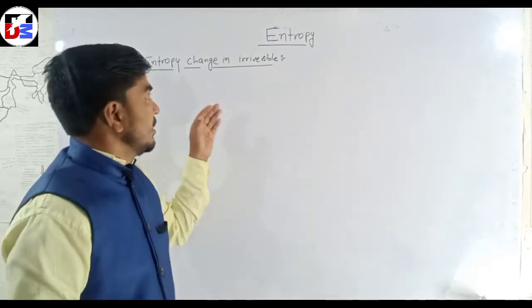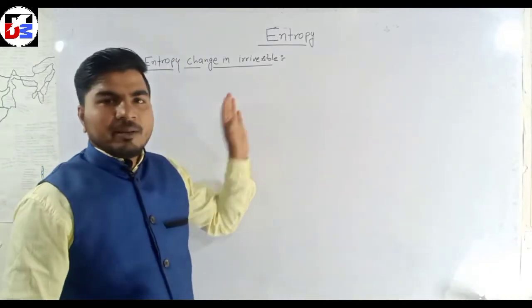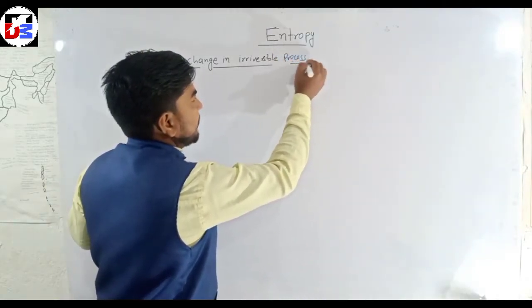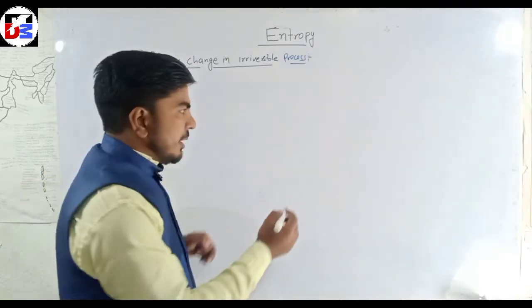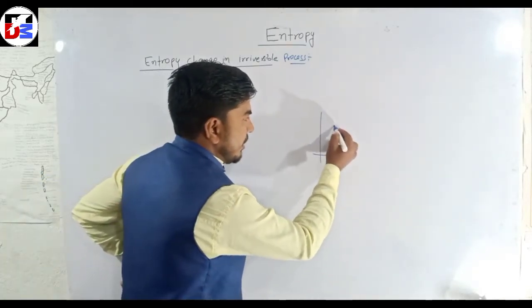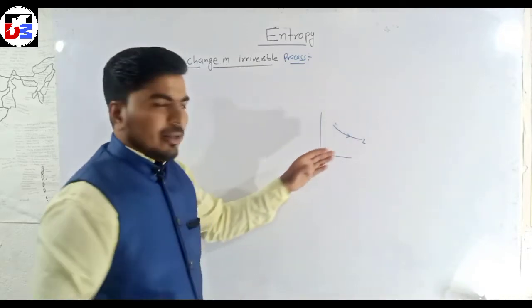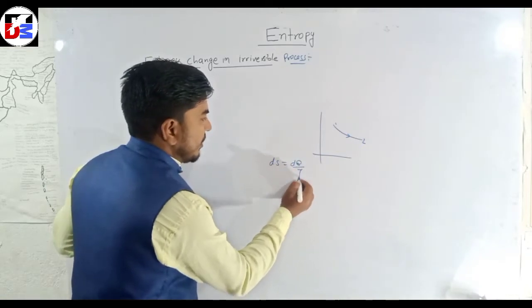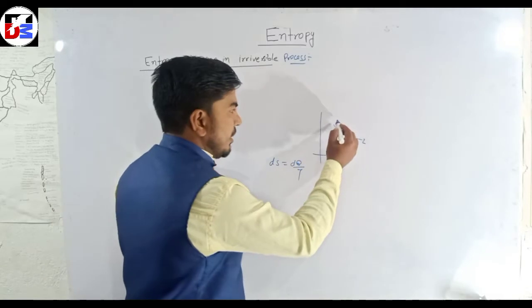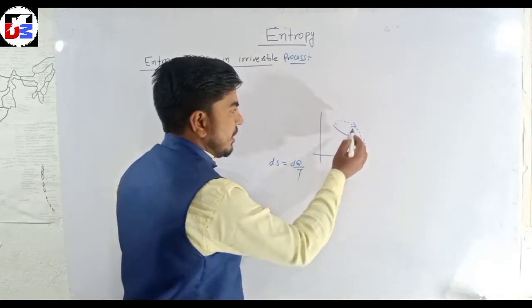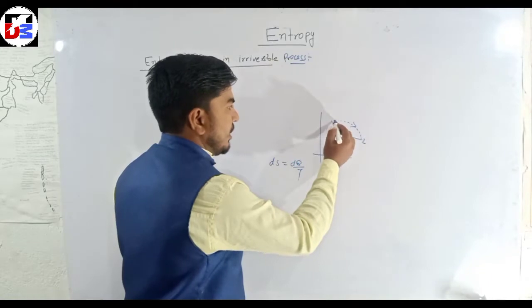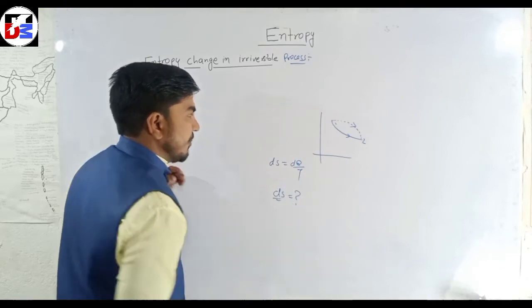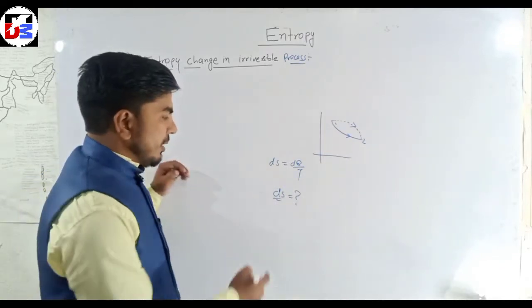And now we see the entropy change in an irreversible process. So what is the entropy change in an irreversible process? Clausius said that for any reversible process, for example 1 to 2, dS is equal to dQ by T. But if there is an irreversible process, for example 1 to 2, what is the value of dS? We will find it.